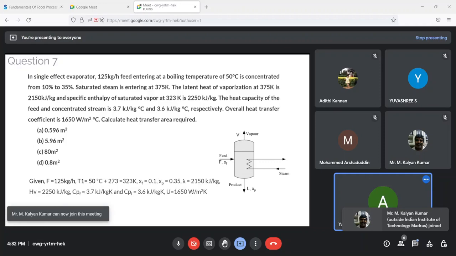So we'll start with the mass balance and enthalpy balance. The total mass balance is F = V + L. We'll consider this as equation 7.1. So what is the mass balance of the solids?